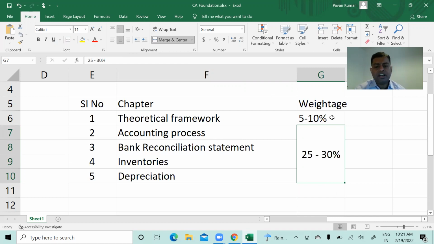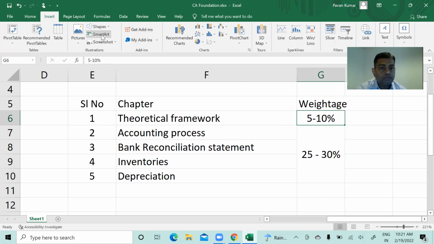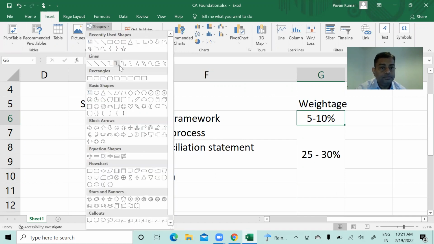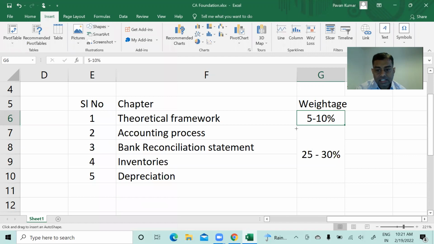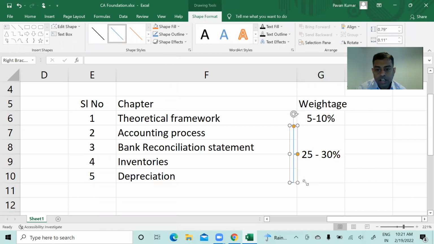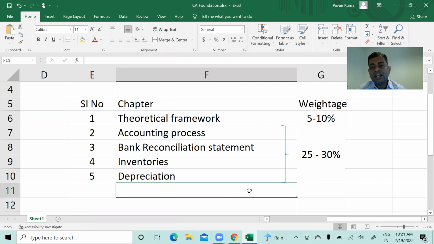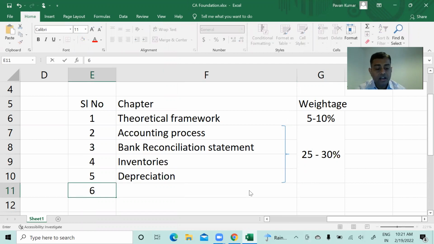All are easy topics. Trust me, they are very, very simple and easy topics. If you want, you can put a curly bracket, a flower bracket, as we call it. So for 2, 3, 4, 5 put a bracket and then write 25 to 30%. Then let us move ahead.